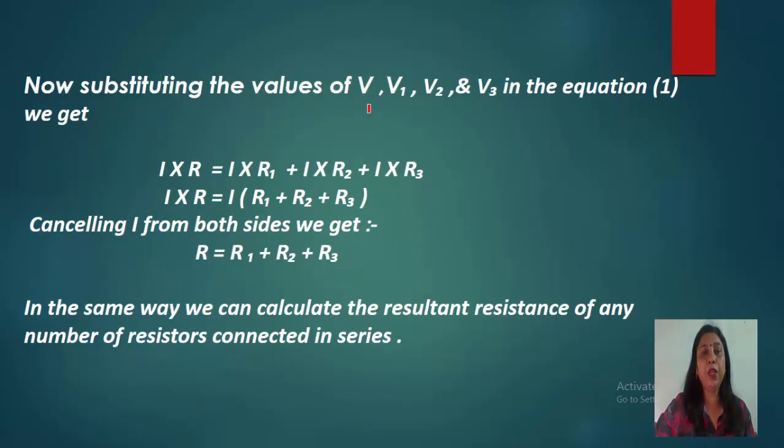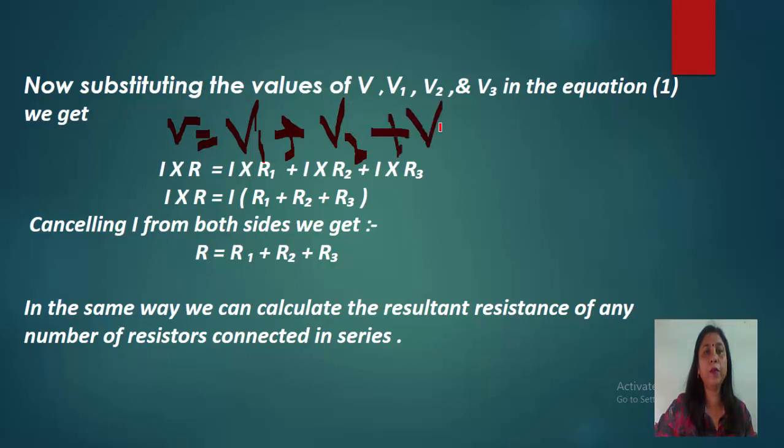Now, substituting the values of V, V1, V2 and V3 in equation 1, in the starting we said V is equal to V1 plus V2 plus V3. In place of V, we have written I into R. In place of V1, we have written I into R1, V2 is equal to I into R2 and V3 is equal to I into R3. So I into R, taking I common, I in the bracket R1 plus R2 plus R3, cancelling I from both sides, we get R is equal to R1 plus R2 plus R3. In the same way, we can calculate the resultant resistance of any number of resistances connected in series.